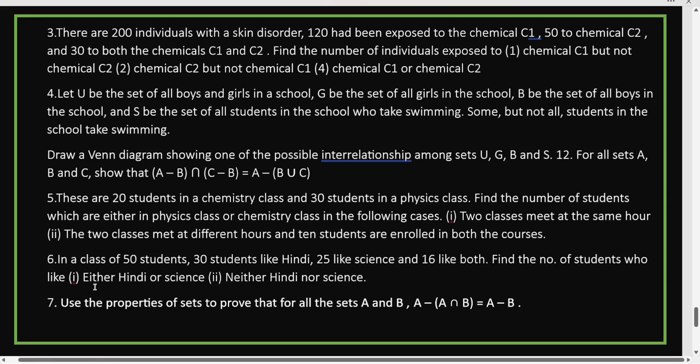In the seventh question, use the properties of sets to prove that for all sets A and B, A minus (A intersection B) equals A minus B. You have to use the properties. This will be very interesting and you can do it. You go to the next slide.